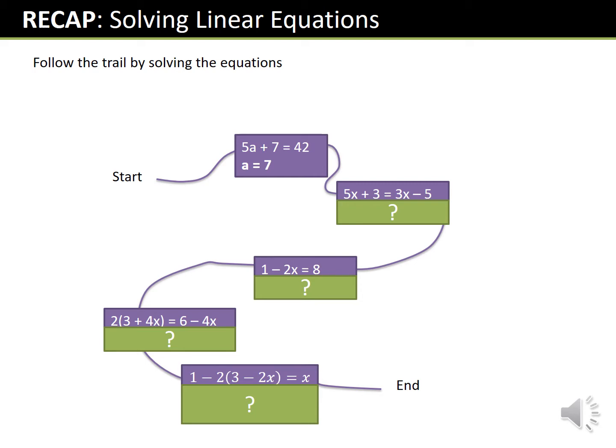If you got that, good work. Next one along, x is minus 4. Then we've got x is minus 7 over 2, so that's minus 3.5. And x is 0. And the last one was x equals 5 over 3.